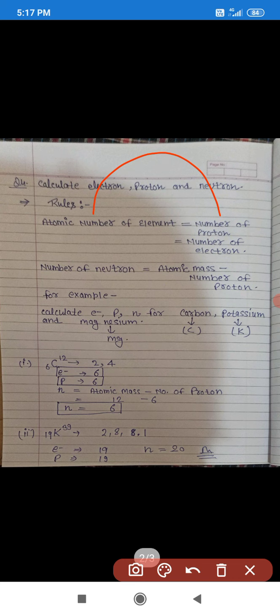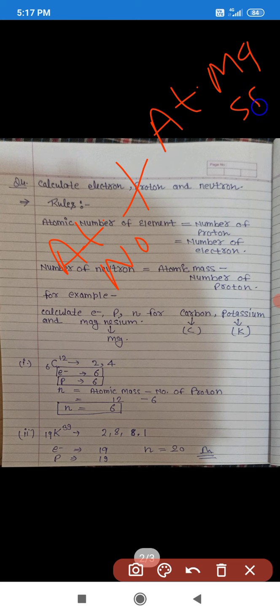As you know, every element has an atomic number and atomic mass. So for calculating electron, proton or neutron, first you have to learn the atomic number and atomic mass. As you know, if we consider X an element, the atomic number is always written on this side and the atomic mass is always written on this side.